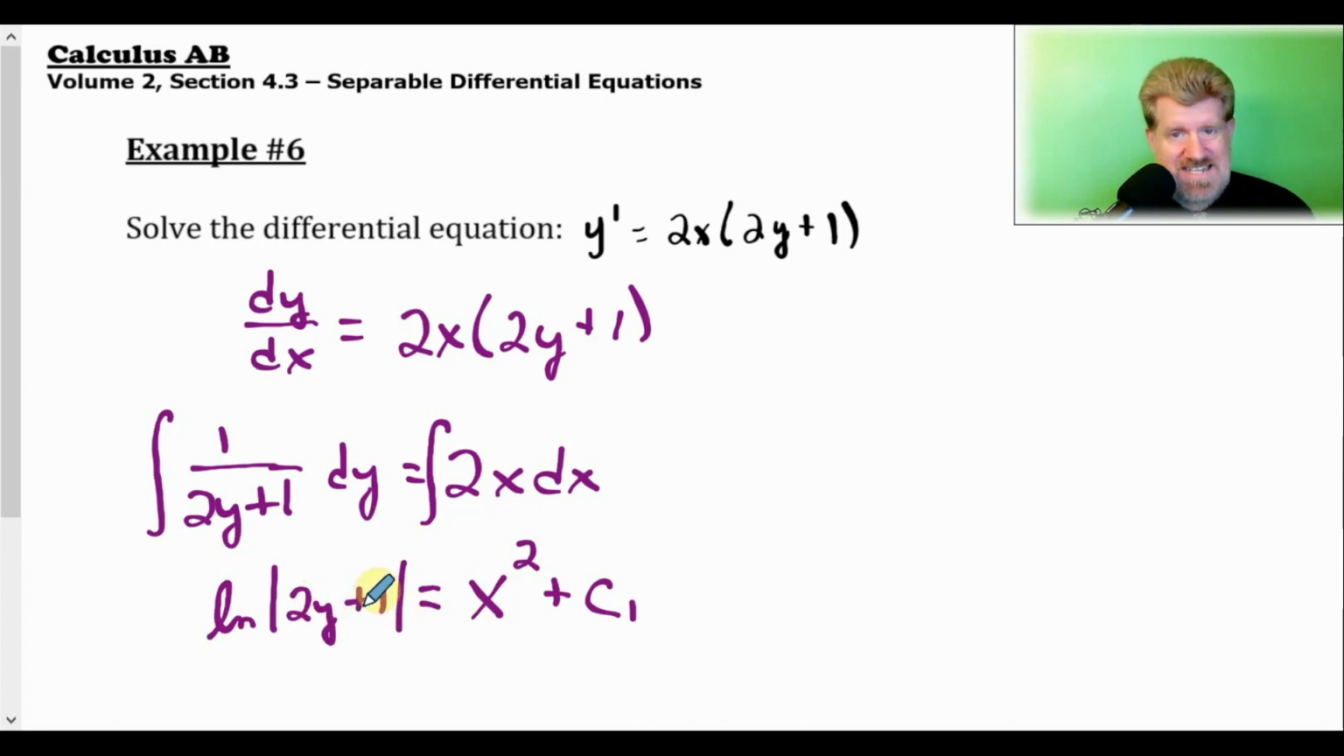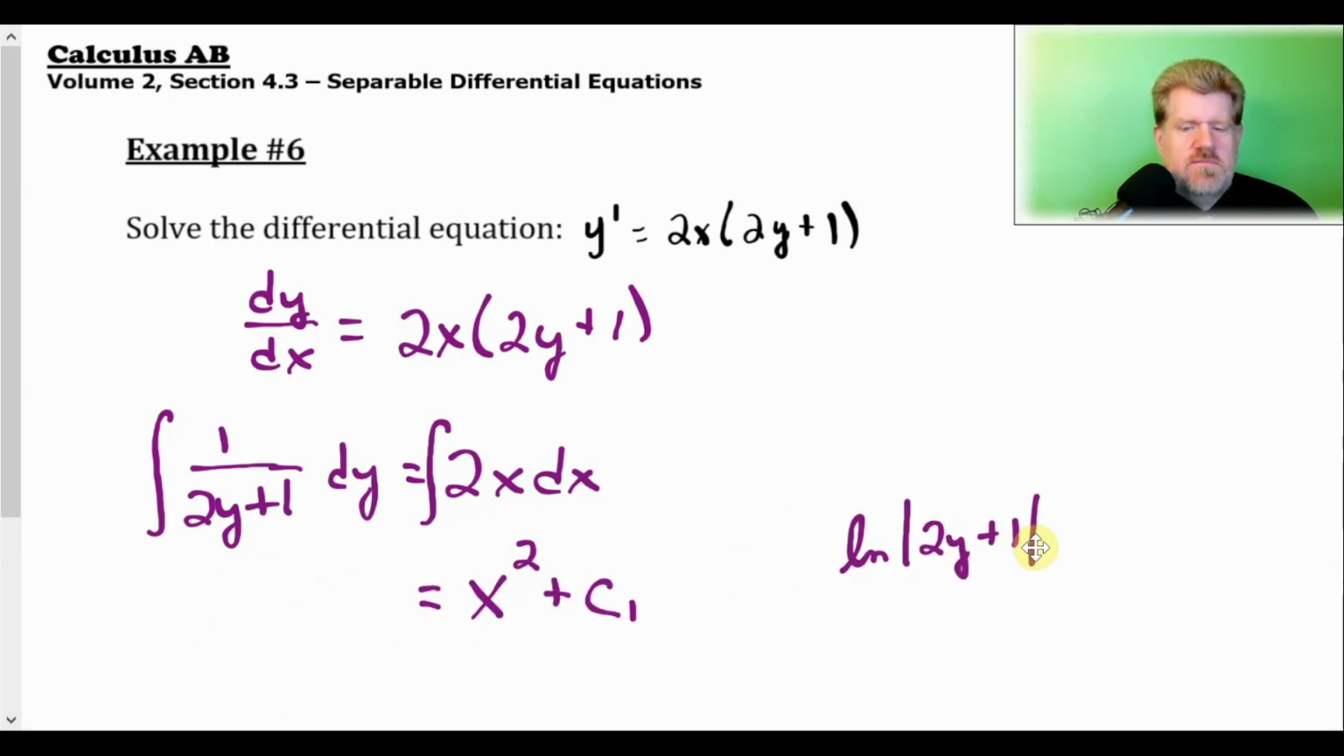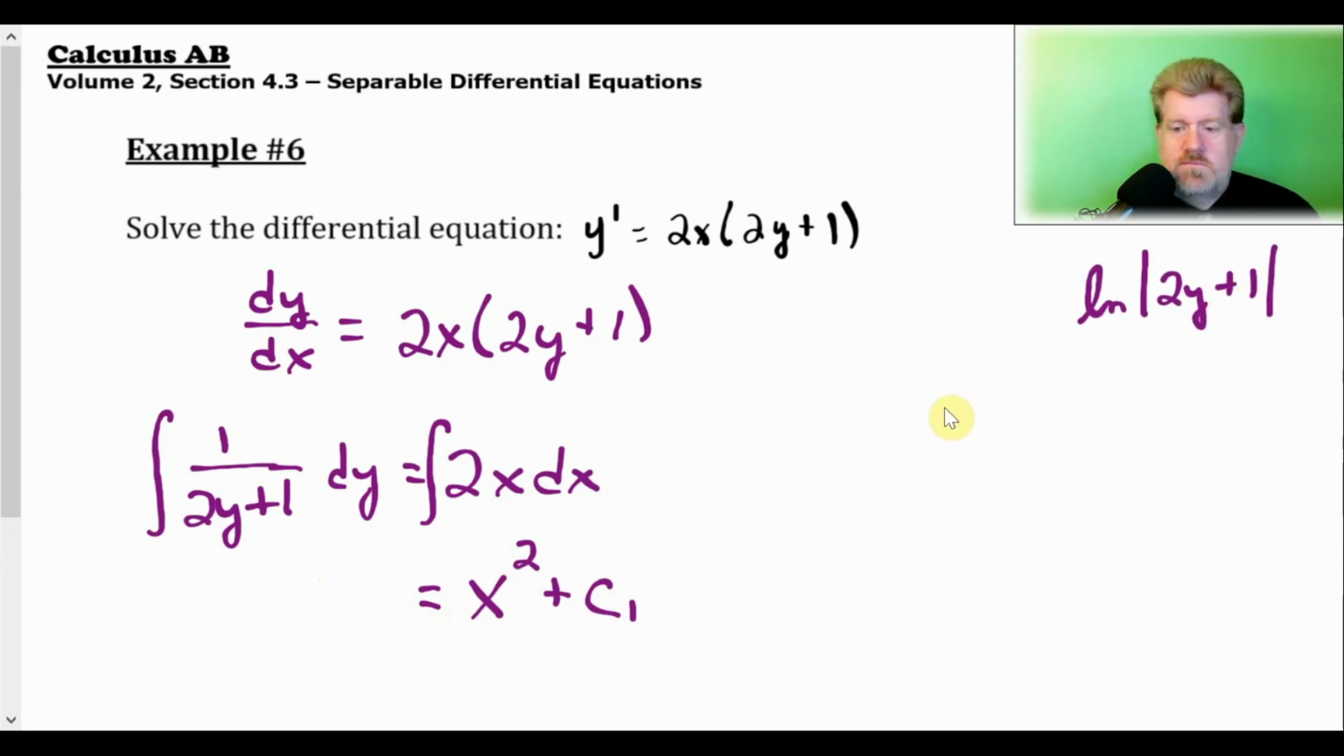But that's not the only thing. So if I take the derivative of this, I end up with 1 over 2y plus 1, chain rule, times the derivative of 2y plus 1, which is 2. So there's a little 2 I've got to deal with. So we're going to move this over to the side for a second. Okay, we'll put that right under me.